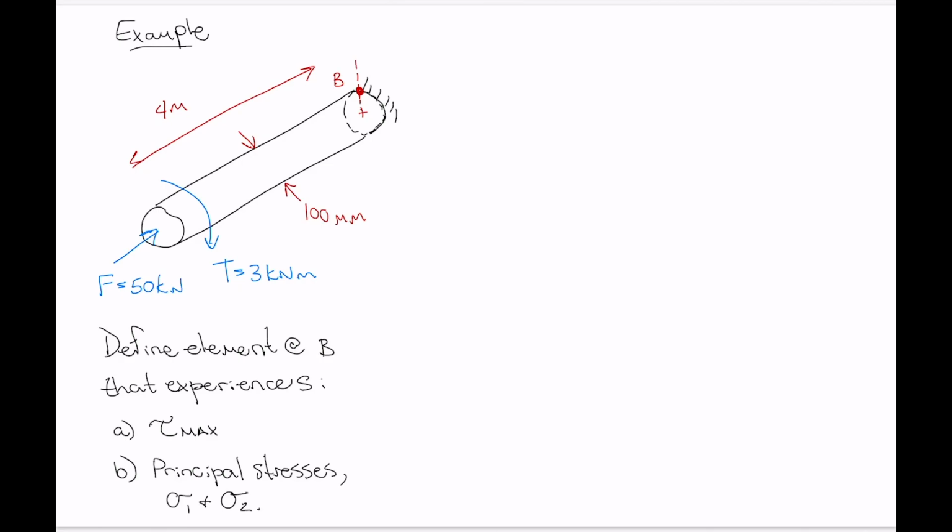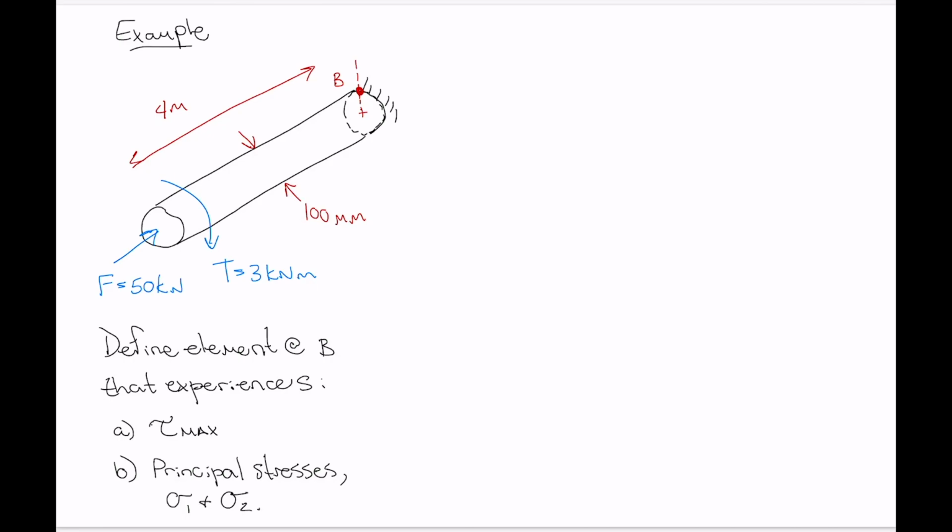Okay. So in order to define the element that experiences those stresses, maximum shear stress or the principal stresses, what we need to do is plot Mohr's circle for point B in this object. And to plot Mohr's circle, we first need an in-plane element that's a representation of the stresses that occur at B, and to get the in-plane element, we need the volumetric element that defines the stress state at B. So let's work on getting that volumetric element that defines the stress state at point B first.